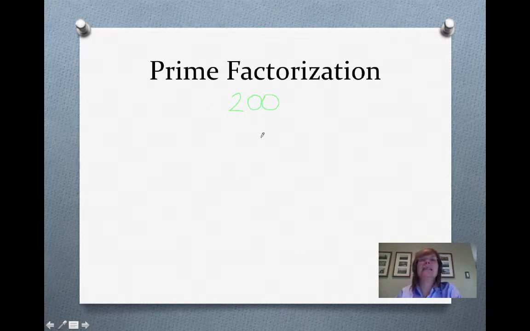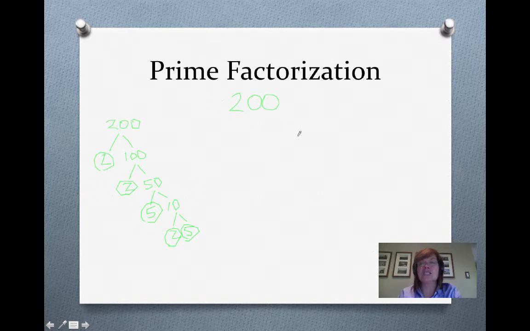Welcome back. Let's make a factor tree first. We'll start with 200, and 2 times 100 works for me. 2 is a prime factor, 100 isn't. 2 times 50 makes 100. So 2 is a prime factor, but 50 is not, so we'll keep going. 5 times 10 will get me to 50. 5 is a prime factor, but 10 isn't. But 2 times 5, both of those are prime factors, and so we've completed our prime factor tree.